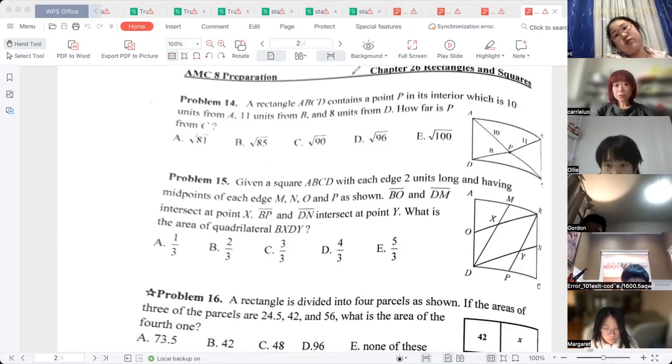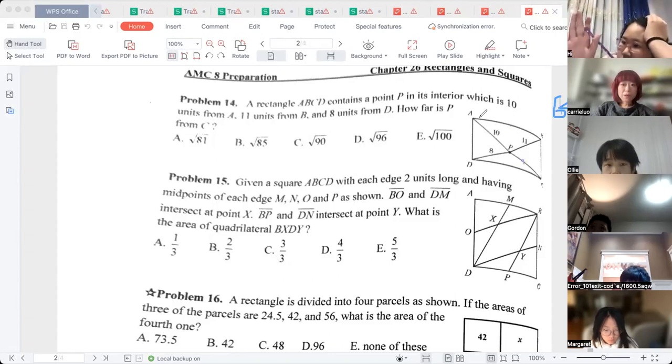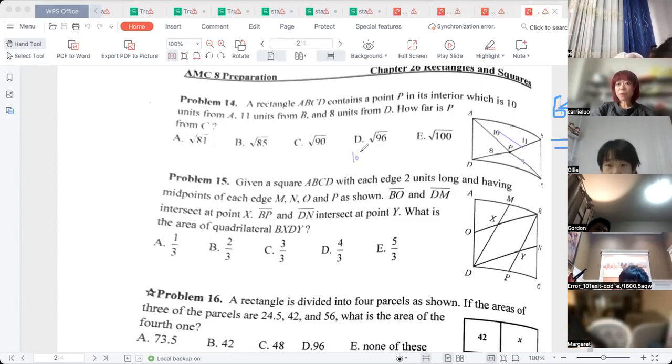Okay, so let's take a look at this one. The rectangle ABCD contains a point P in its interior, which is 10 units from A and 11 units from B. So that's the same thing as the previous question, right? How far is this one? So we're doing what? A squared plus C squared equals B squared plus D squared, correct? We have this formula, so 10 squared plus x squared equals 10 squared plus A squared, correct?